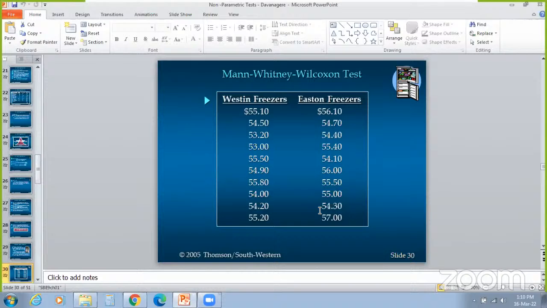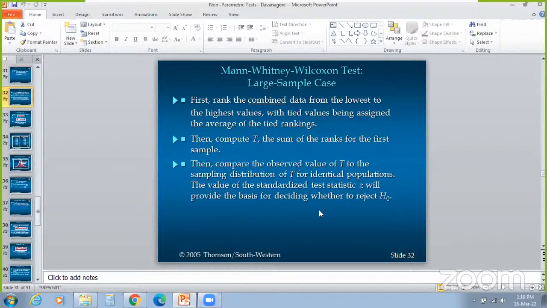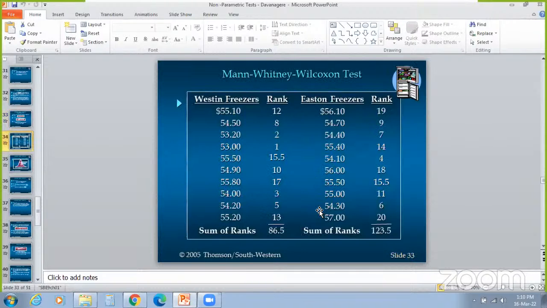Western freezers, eastern freezers, whether there is any difference in the energy cost of these two. So we can compare the differences between these two variables, that is, between the two companies' freezers, using this Mann-Whitney Wilcoxon test. That is for small samples. You can also do this for the large sample case when the formulas are like this.